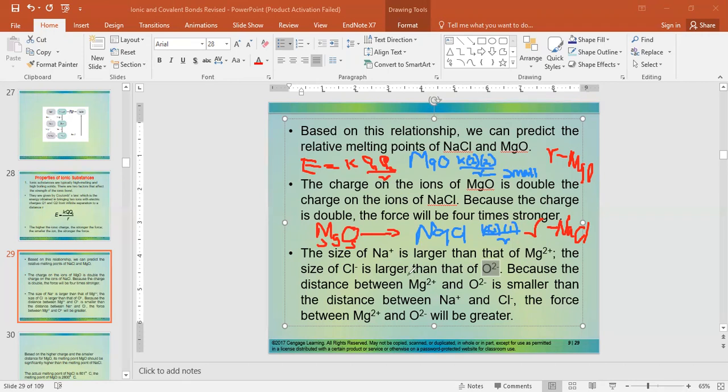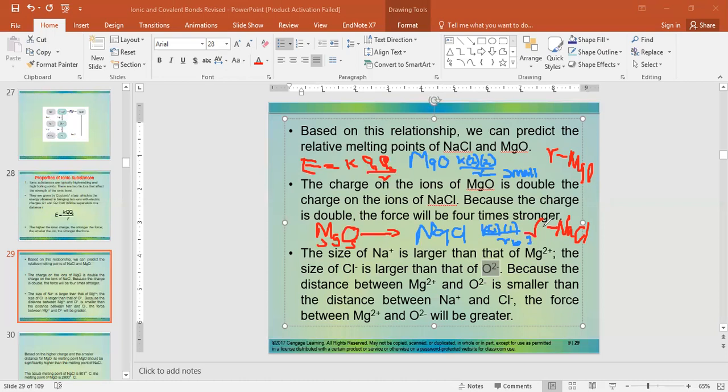The denominator, the R for magnesium oxide, is small. Did we say that? Yes. While that one for sodium chloride is big. Now, the question therefore is, when you have a small denominator, then the value that you get is big, isn't it? Yes. And when we have a large denominator, then the value that you get is small.